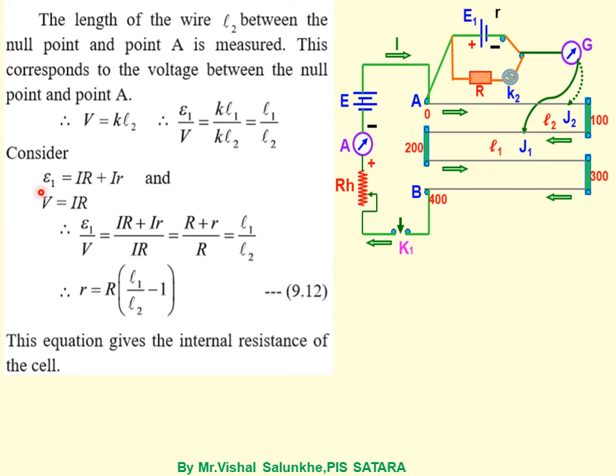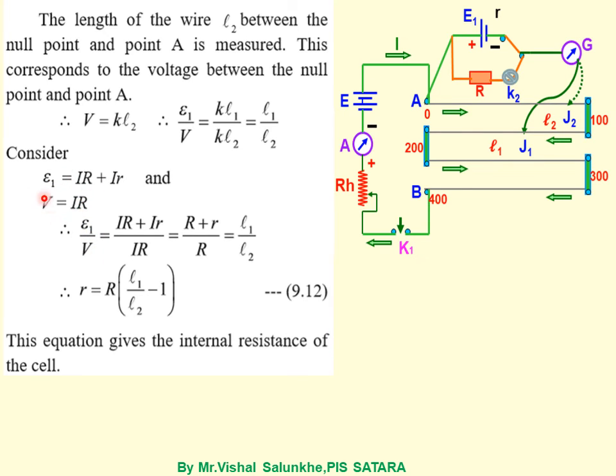My dear students, we know that according to Kirchhoff's voltage rule, the sum of the total potential differences and the total EMF is always 0. So if you apply Kirchhoff's rule, or in a simple way, if you see the EMF across this battery, we can write IR plus Ir, because this IR is the potential drop V and this Ir is for the internal resistance. So E1 is equal to IR plus Ir, and according to Ohm's law we can write V is equal to IR. Clear?